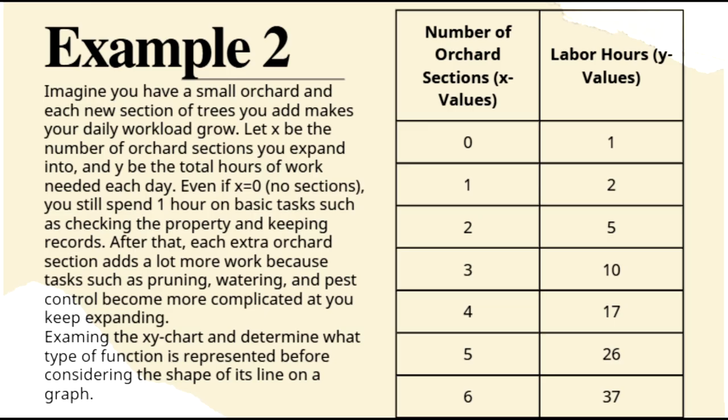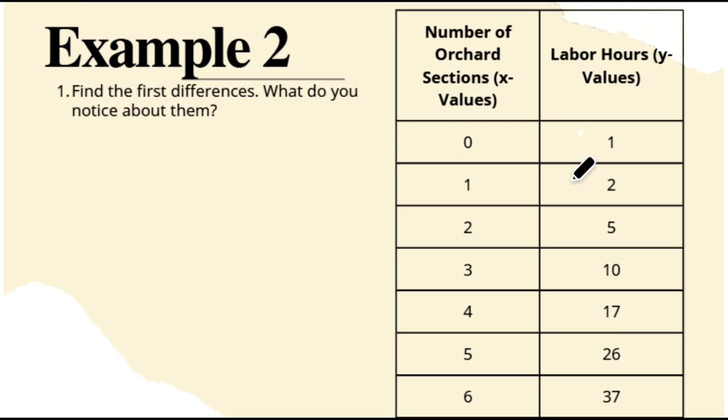Examine the XY chart and determine what type of function is represented before considering the shape of its line on a graph. Okay, so again, we're going to use the table to try to figure out what kind of function we're dealing with. So if we look at this table, we're going to find our first differences. That's the first step every time we're using the table. So our x values just go up by 1, okay? But our first differences, let's figure this out.